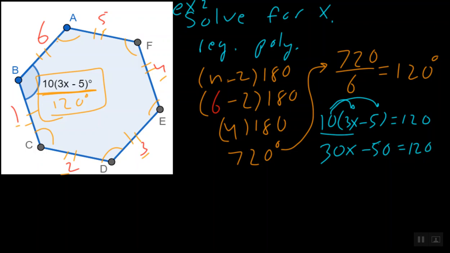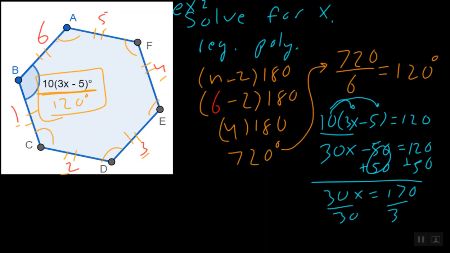Now from here, what are we going to do to get x by itself? Well, the opposite of minus 50 is plus 50. So we add 50 to both sides. And of course, we get 30x is equal to 120 plus 50, which is 170. We can now divide both sides by 30, and y'all are going to get this.